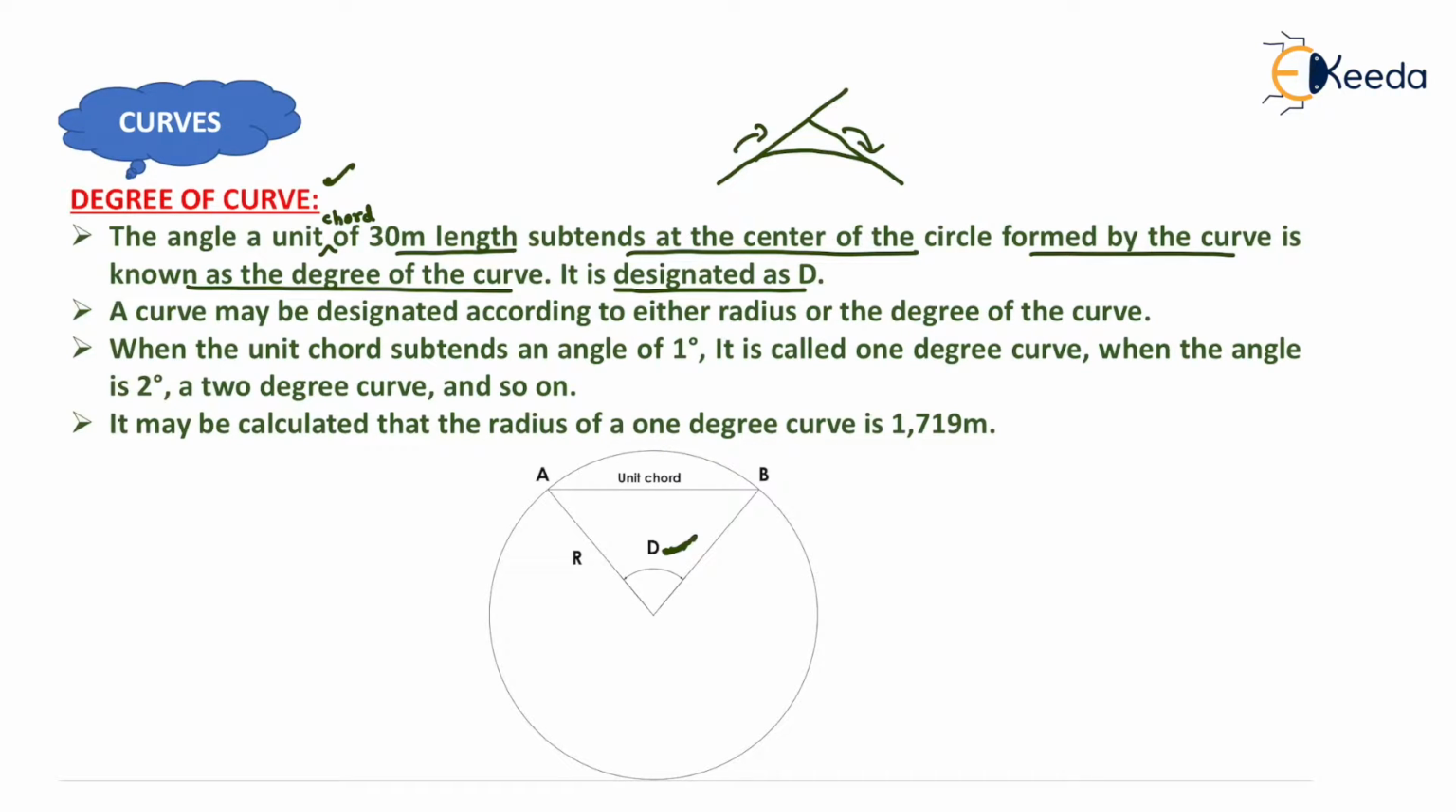A curve may be designated according to either radius or the degree of curve. When the unit chord subtends an angle of 1 degree, it is called a 1 degree curve, and when the angle is 2 degree, it is known as a 2 degree curve, and so on. And it may be calculated that the radius of a 1 degree curve is 1719 meter. Now we will see how this 1719 comes.